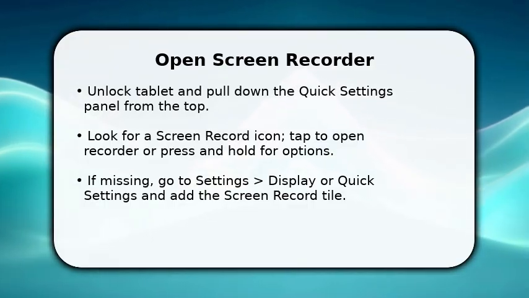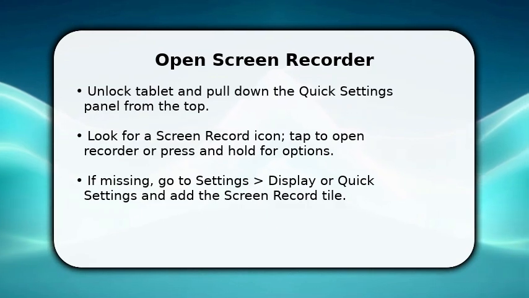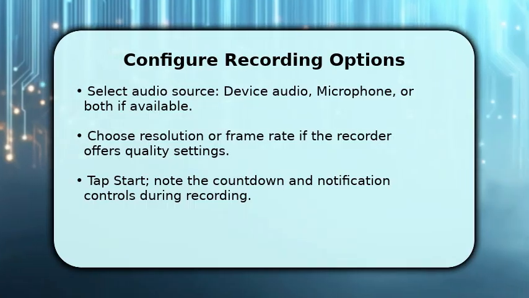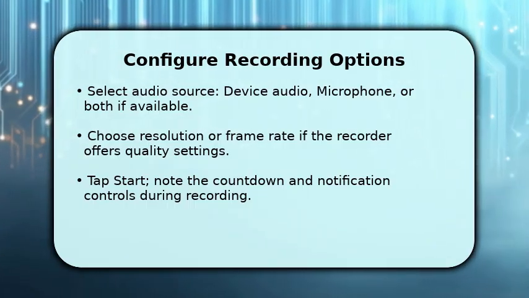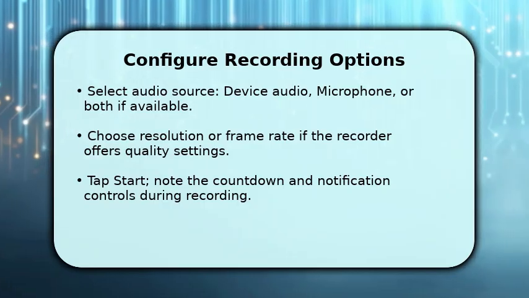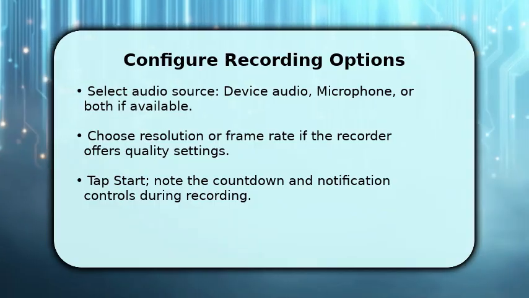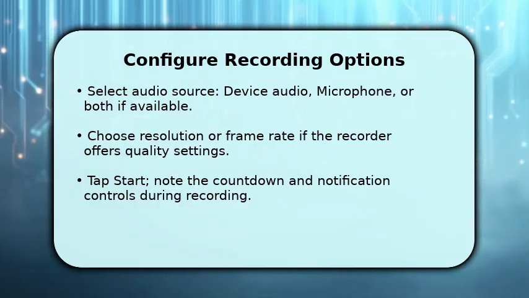Once the recorder opens, set how you want audio captured. Device audio, microphone, or both. Pick what matches your goal because it affects whether internal sound or narration is recorded. Next, check quality settings like resolution or frame rate if they appear. Higher settings mean bigger files.